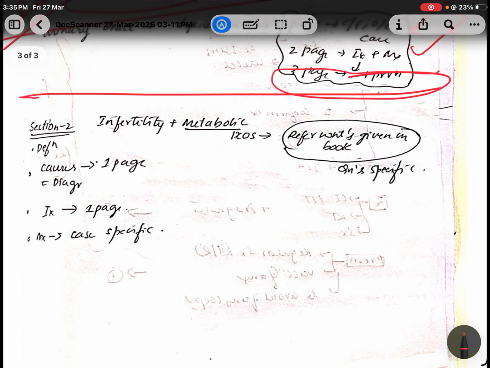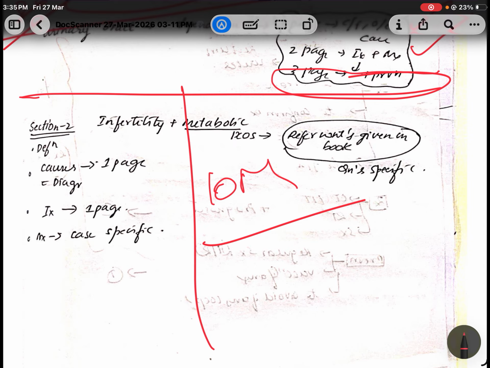Now coming to the proper 10 marker question, I would say this is a metabolic topic rather than infertility, because except congenital, most of the common causes of infertility now are metabolic, that is PCOS and ovarian things, correct. So while coming to this part, let me divide it into infertility and other metabolic disease, that is nothing but PCOS, though that also causes infertility. This is how you can go.